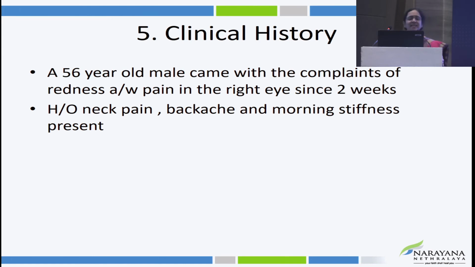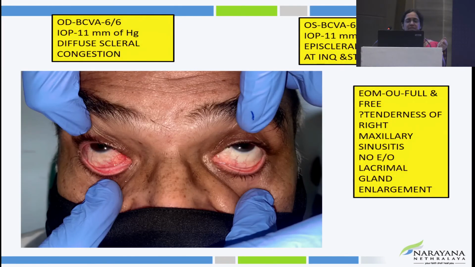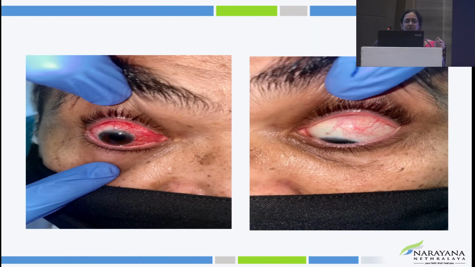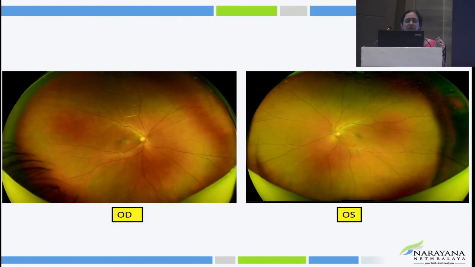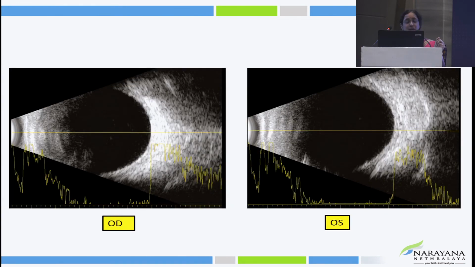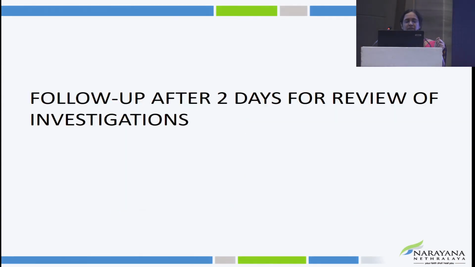Yes. This is the last case, a 56-year-old male who presented with redness and pain in the eye. He also gave a history of neck pain and morning stiffness at present. This is a clinical photograph showing diffuse episcleral and scleral congestion. So this is a close picture of the same. We all agree the patient has scleritis in both eyes. Fundus was absolutely fine. B scan also was normal.